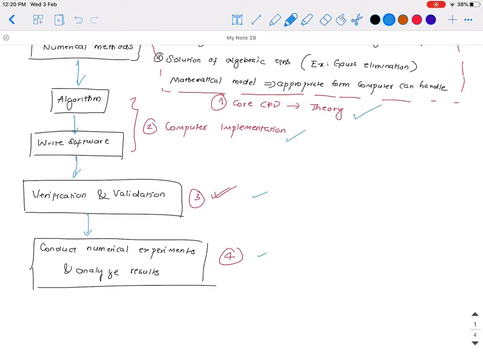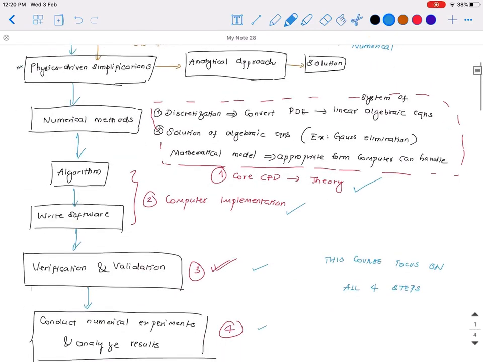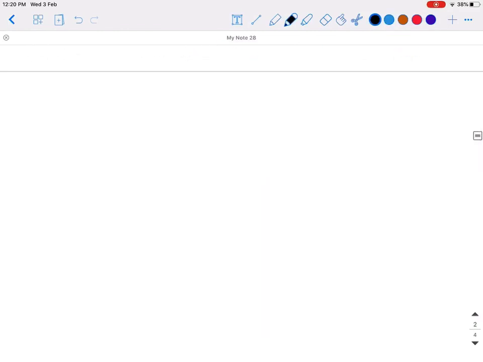Okay, so in this course, we focus on all 4 steps, mainly the first 3, and the fourth one we will briefly discuss towards the end. Okay, so these are the steps involved in numerical or computational analysis of any physical problem. Okay, so let us stop this lecture by discussing our course plan. What exactly are we going to do, and the roadmap of how we will do it.